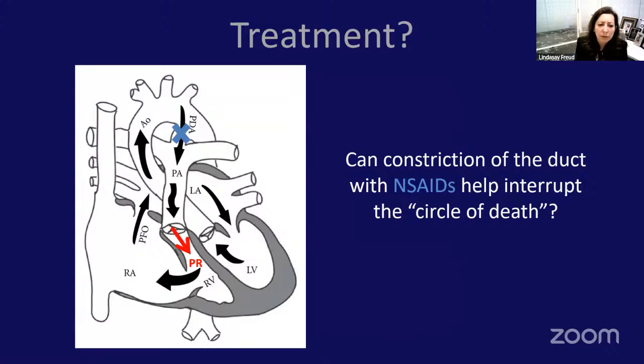So the idea was posed that, well, we typically recommend that pregnant women do not take NSAIDs because we know that that can cause constriction of the ductus arteriosus. But what about in this particular situation where constriction could actually mitigate that circle of death and perhaps stabilize the baby and improve their overall brain body perfusion.